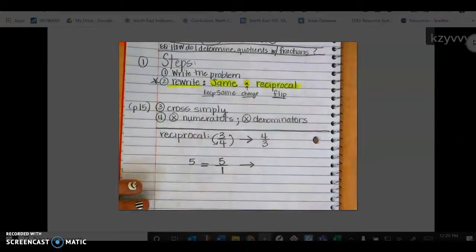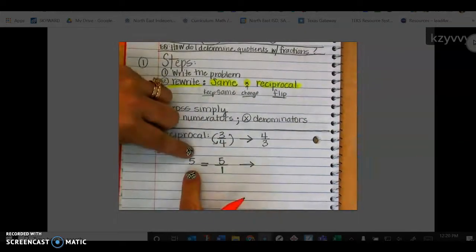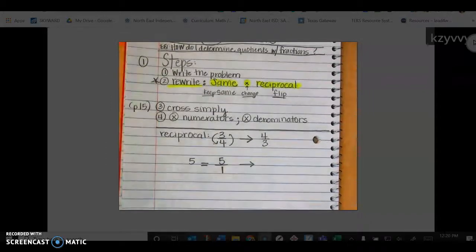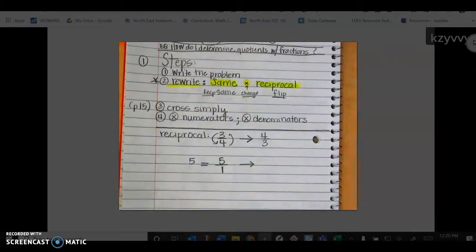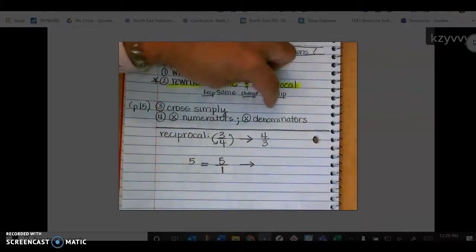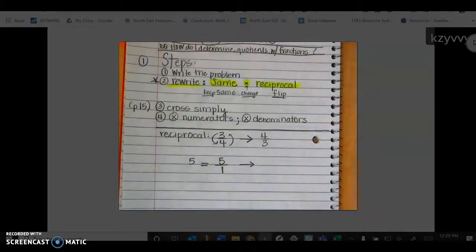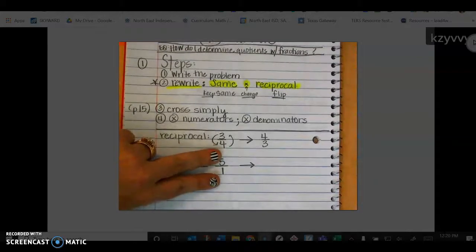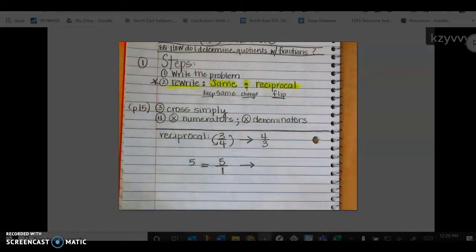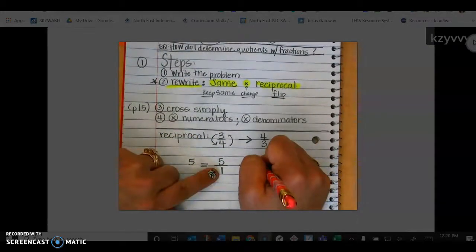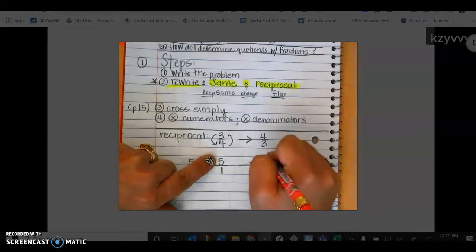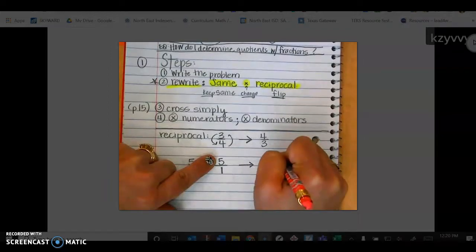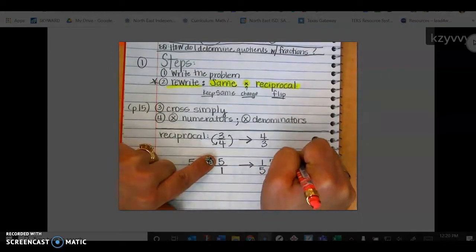So here I'll put an equal sign. This whole number 5 is the fraction 5/1. The arrow is going to say what the reciprocal is. This is that flip portion that we were talking about. I'm just going to take this and flip it. So the denominator becomes the numerator and the numerator becomes the denominator. This fraction, 1/5, is known as the reciprocal.